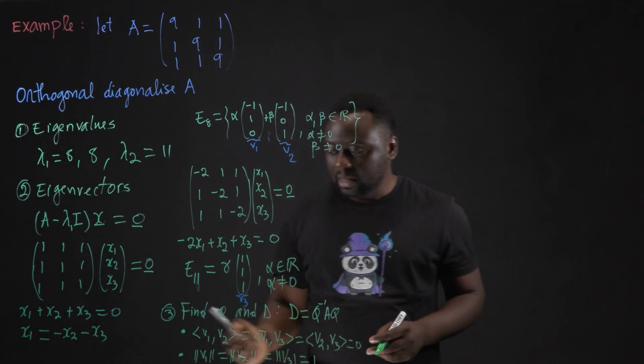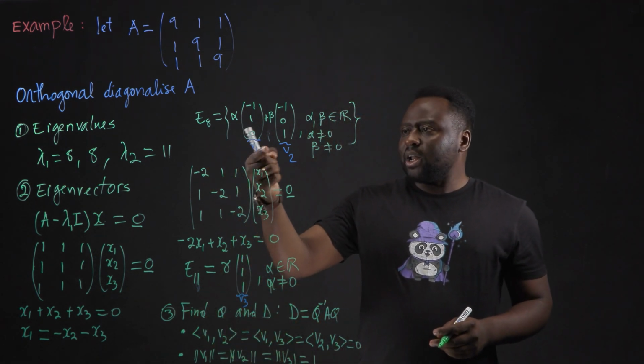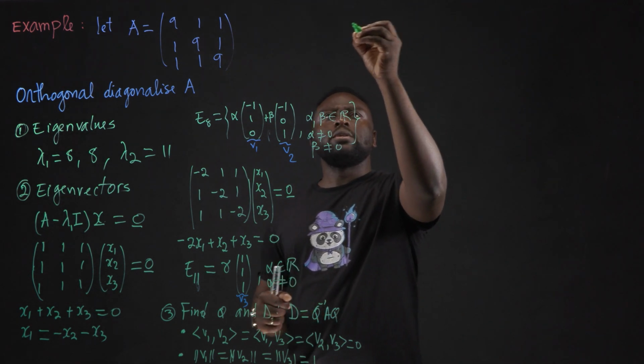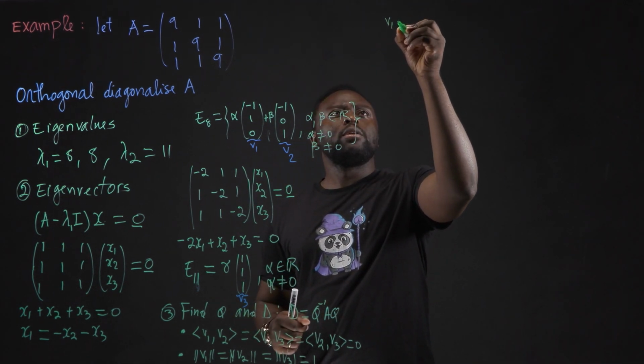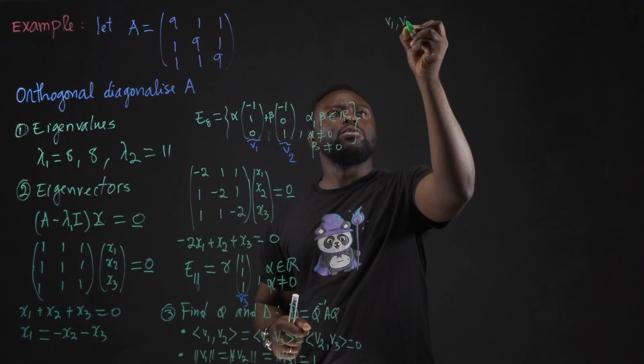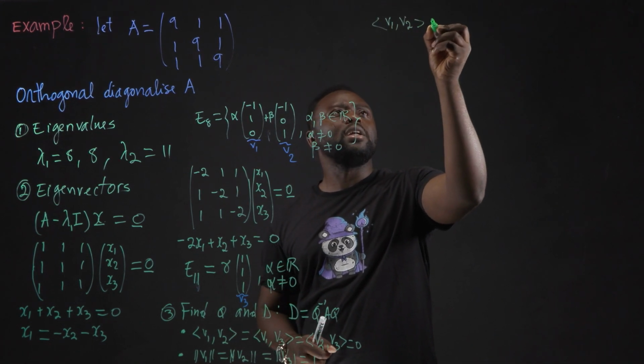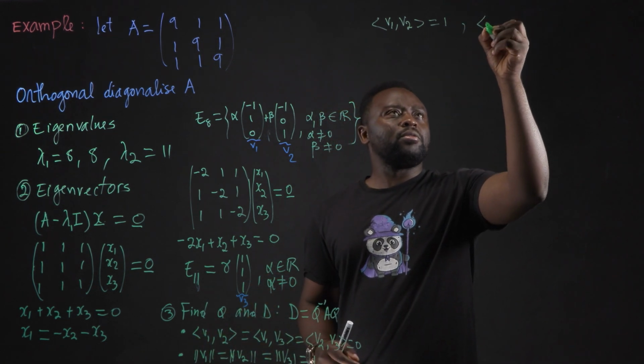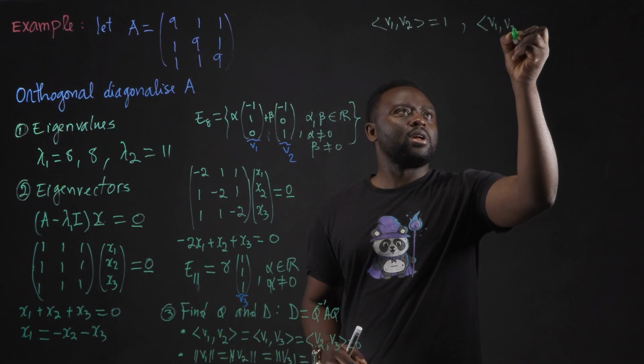Let's then check if V1, V2, and V3 are orthogonal, starting with the first criterion. If you look at V1 and V2, the inner product of V1 and V2 is 1. Unfortunately, it's not 0. The inner product of V1 and V3 is 0.